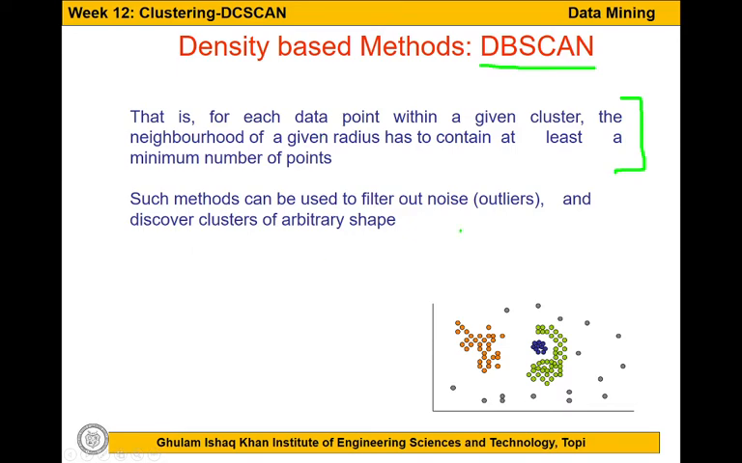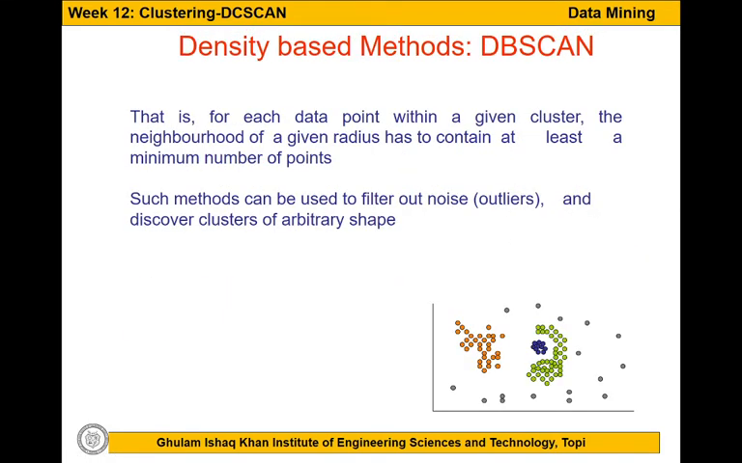Now this DBSCAN is very efficient to filter out noise, because if you see here, these gray points are not part of any cluster because they have very low density. So all these points are regarded as noise. So DBSCAN or the previous one, the density based clustering, are very useful to identify the outliers and noise. At times these outliers are very important patterns as well. So at times you need to inspect them manually as well.